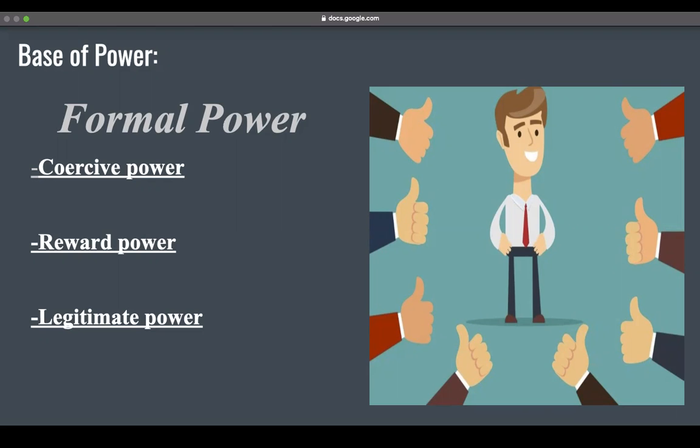Third is legitimate power. The legitimate power is authority. For example, the general manager has authority over his employees, or the principal has authority over teachers.